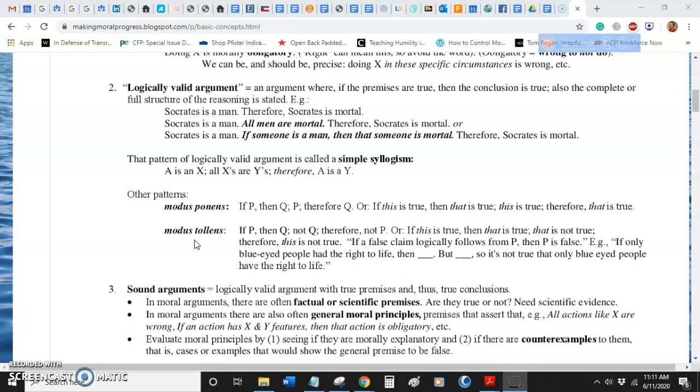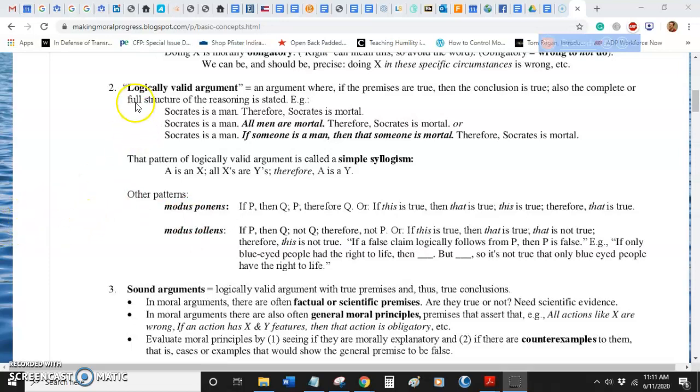So it's kind of like this. Suppose somebody says, only brown-eyed people have the right to life. You could think, well, if only brown-eyed people have the right to life, then blue-eyed people don't have the right to life. But blue-eyed people do have the right to life, so it's not true that only brown-eyed people have a right to life. So modus tollens is really helpful for testing ideas, to see what follows from them. If something false follows from them, then the initial claim is false.